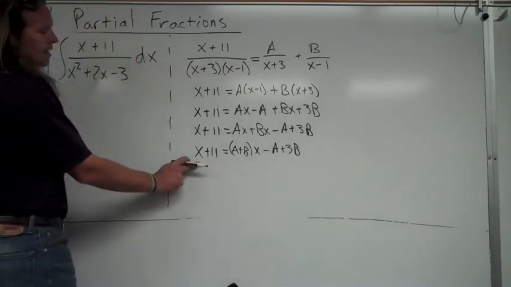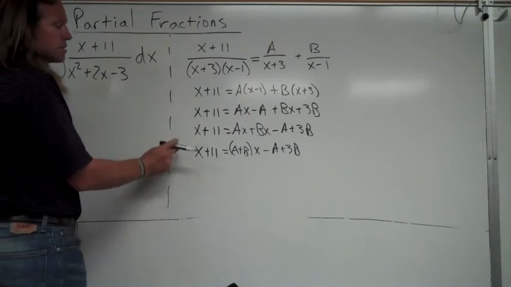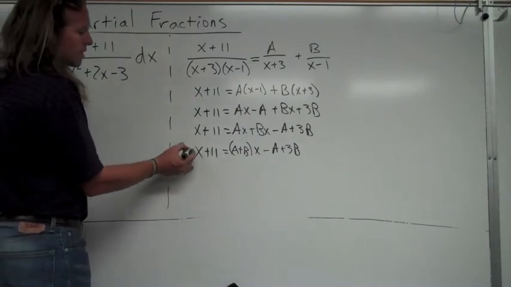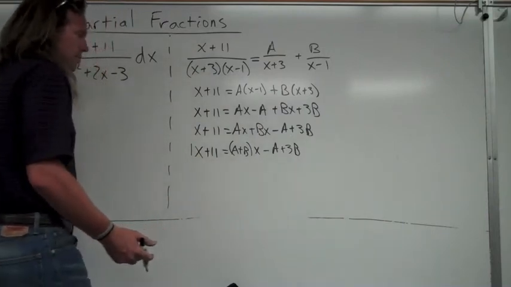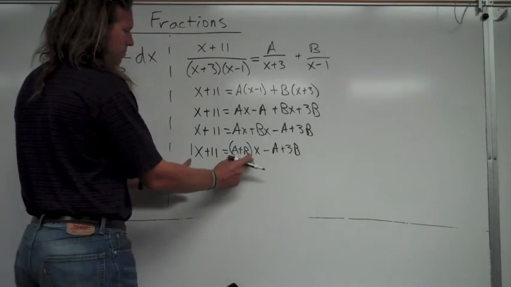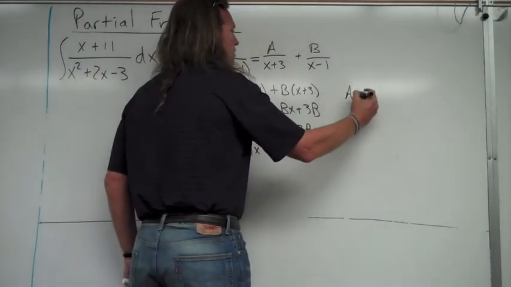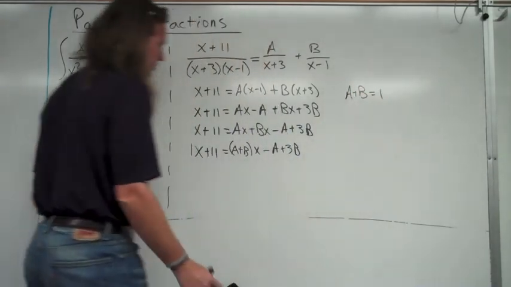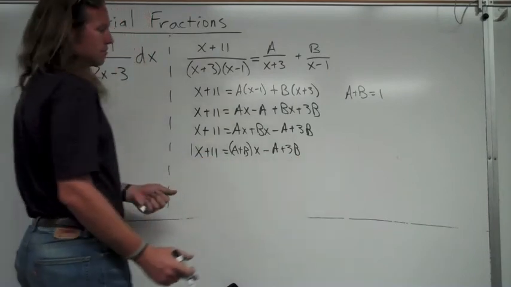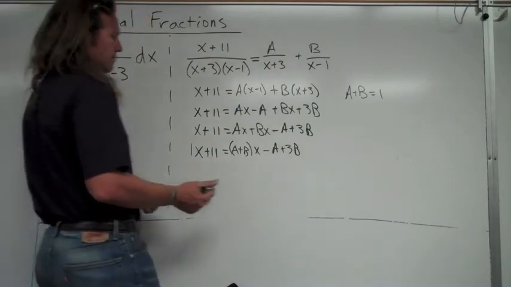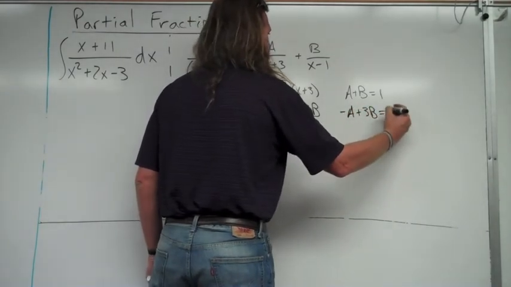On the left-hand side, I notice I actually have an x here this time, unlike last time. Last time I just put a 0x in there, but this time I already have an x, so this coefficient is 1, essentially. Okay? So I have to make sure that both my coefficients are the same, so that means A + B should be equal to 1. And my constant terms, in this case 11, and −A + 3B, those have to be equal as well. The constant terms have to match up. So I have −A + 3B equals 11.